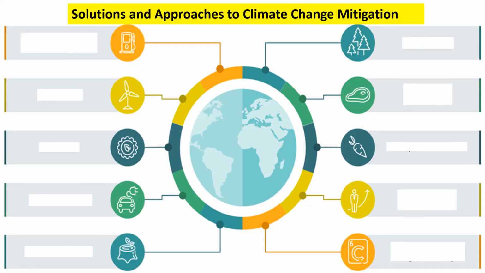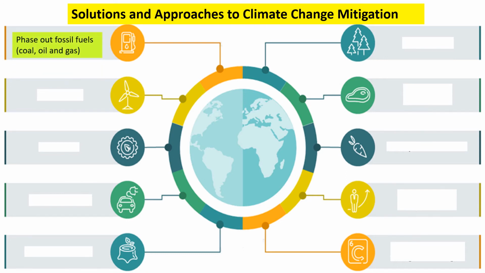Now, what are the solutions and approaches to climate change? And why do we need to act? Because we have only one earth. And you already know that there is only one planet which has life, and that is Earth. And if we will not take action right now, it will be too late. Let's discuss some solutions and approaches which we can apply to climate change mitigation.